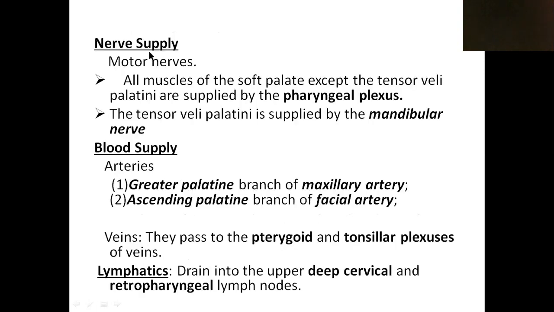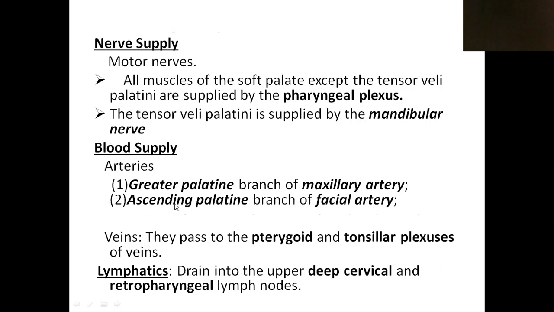Then nerve supply. All these muscles, so five muscles are there. All these muscles are supplied by the pharyngeal plexus except the tensor veli palatini, which is supplied by the mandibular nerve. So all muscles of the soft palate except the tensor veli palatini are supplied by the pharyngeal plexus. Tensor veli palatini is supplied by the mandibular nerve.